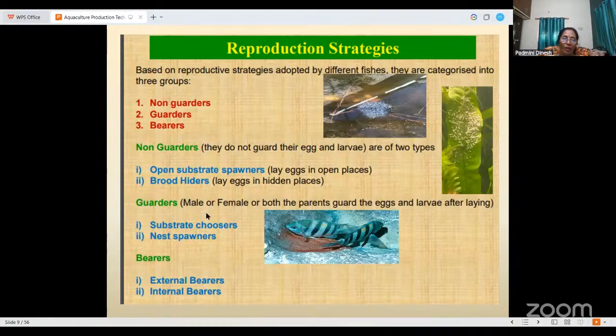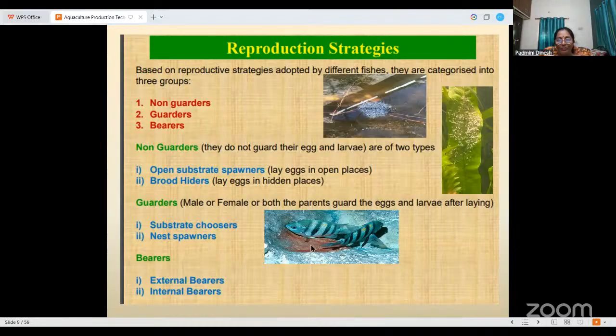So mostly both the male and the female, or sometimes only a male or a female, guard the eggs after laying. Then there are two types: substrate choosers. They choose a place over there. The female comes and lays its eggs there, and the male spreads its milt onto the eggs.